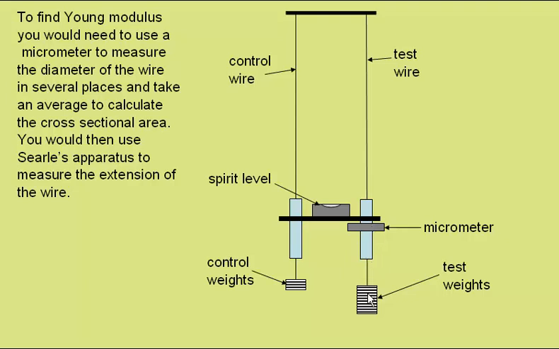We can adjust the number of weights on the test wire and then adjust the micrometer to ensure the spirit level is level, and then read off the amount by which this side of the bridge has been raised, and therefore the extension of the test wire. We could calculate the stress and strain for several different values of test weight and plot a stress against strain graph. The gradient would give us the Young modulus.